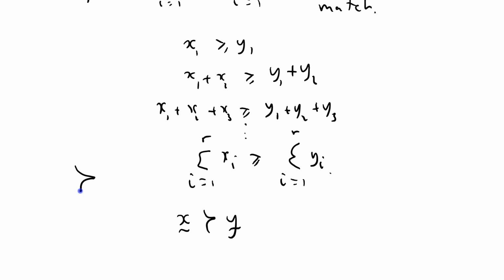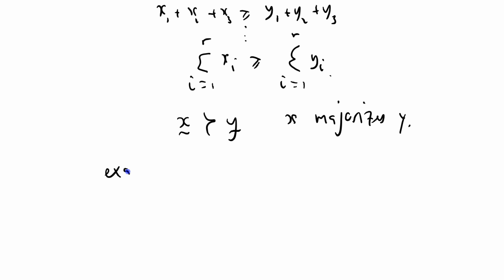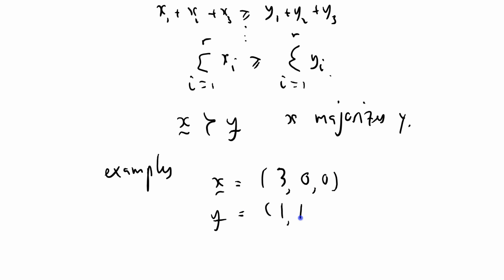It's written with this peculiar symbol, it's not a greater than, it's a kind of curved greater than symbol. Okay, x majorizes y. Let's just have some examples of that. So if x equals, let's say, 3, 0, 0 and y equals 1, 1, 1, then x certainly majorizes y.